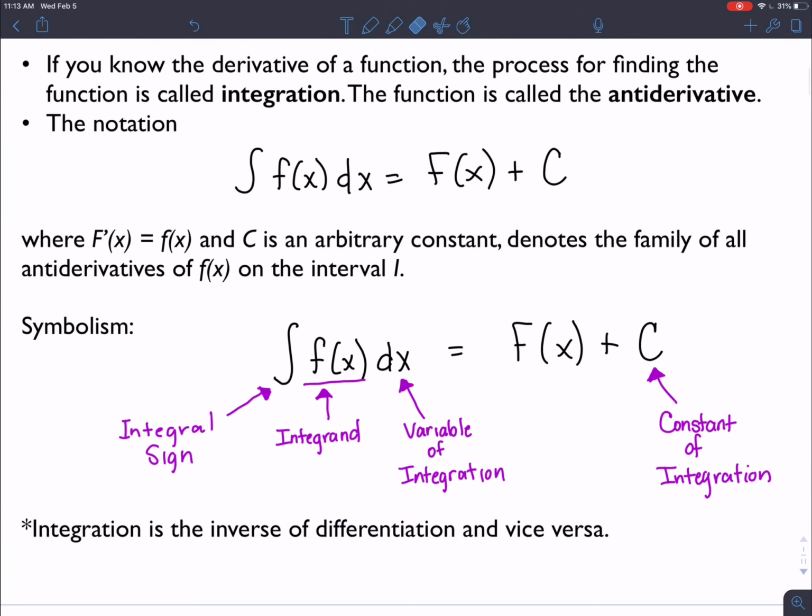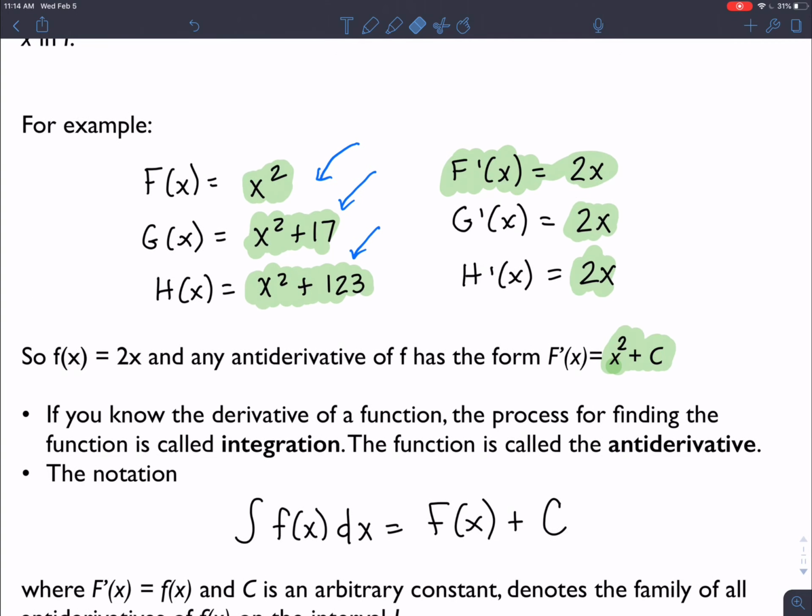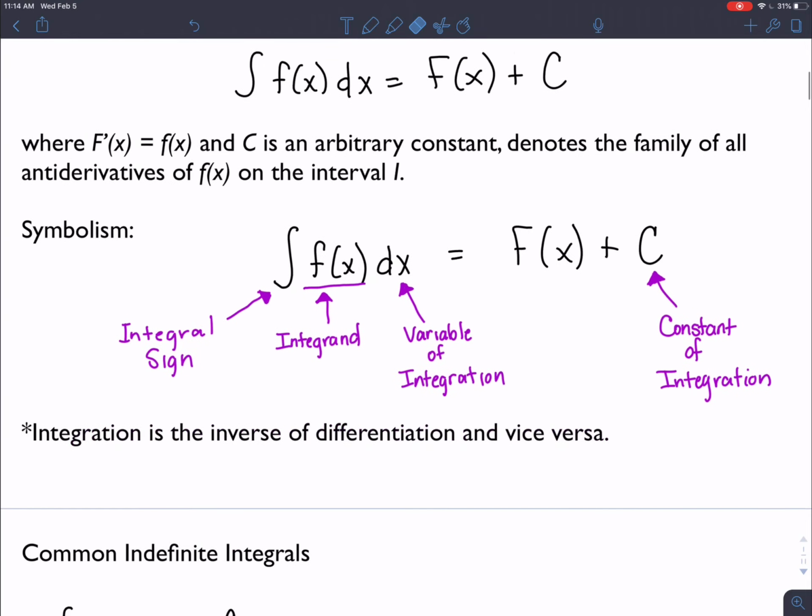So if you know the derivative of a function, the process for finding the original function is called integration, and the function is called the antiderivative. So when we look at this notation, it's the integral of f of x dx is equal to capital F of x plus a constant, because remember there's some constant there. And c is just an arbitrary constant, and it denotes the family of all antiderivatives of f of x on that interval. So up here it was the family of all of those.